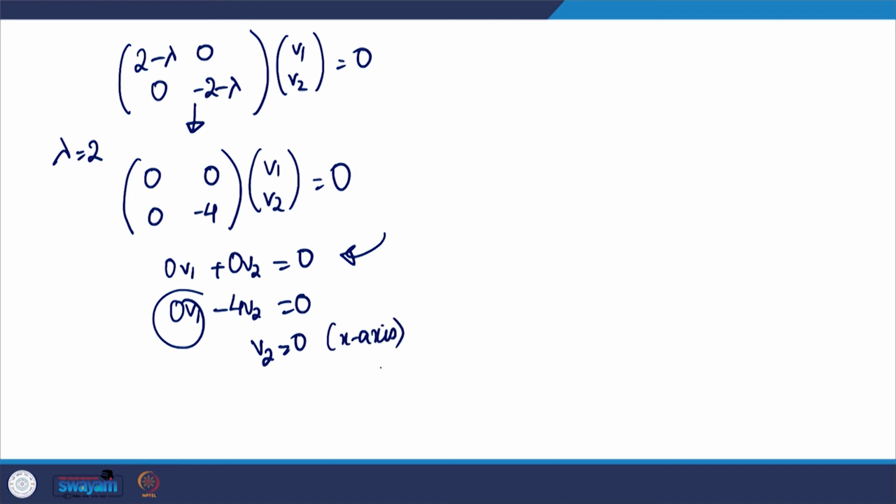Now, let us figure out the other case, when lambda is equal to minus 2. When lambda is equal to minus 2, this particular equation will resemble this.